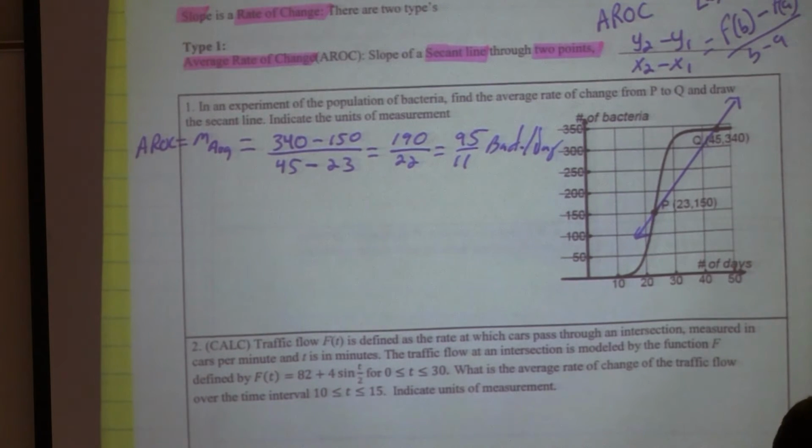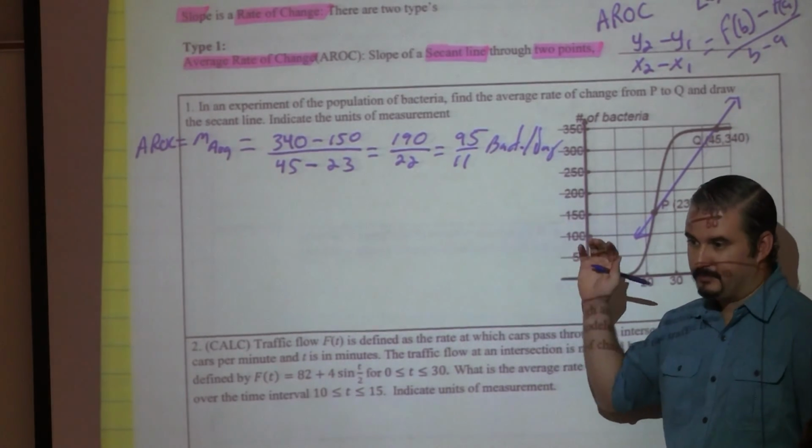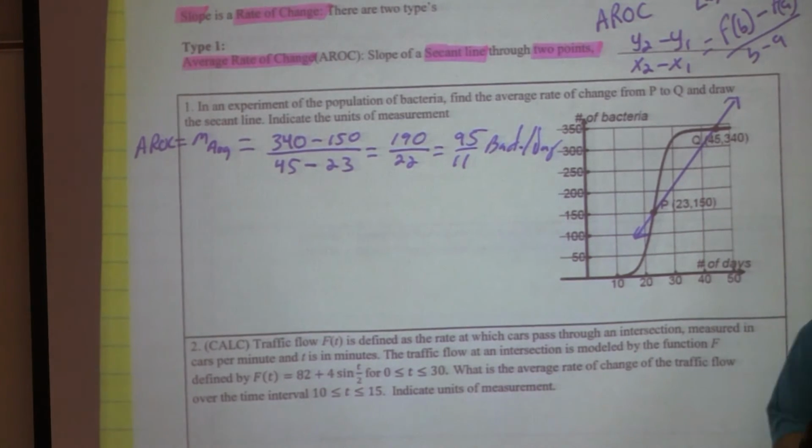Yes? So what does that represent? What does that rate tell me? It's increasing. What's increasing? The amount of bacteria is increasing. How? Well, it's positive. Okay, so it's increasing but at what rate? 95 bacteria per 11 days, or 95 over 11 bacteria per day. Do you understand? Yes?